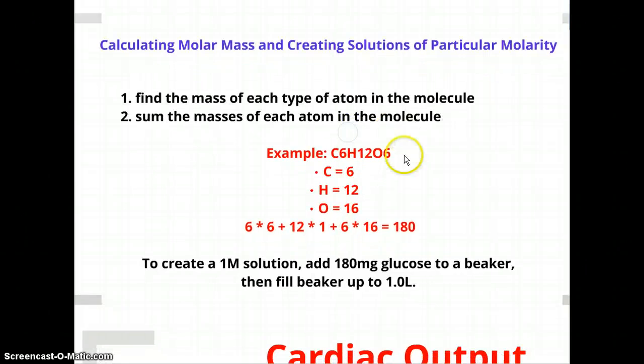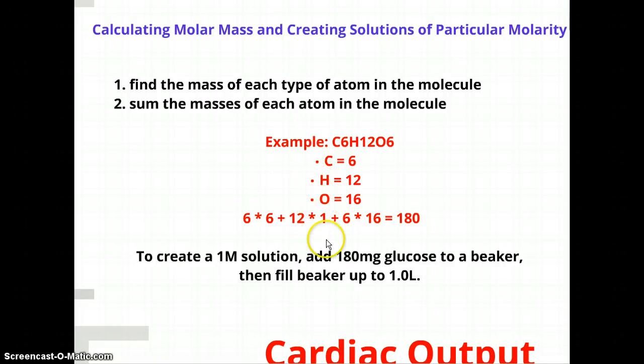And the first thing I'd like to do is take a look at creating solutions of different molarities or different concentrations. If you're asked to create a solution of a certain molarity, the easiest thing to do is find the molar mass of the molecule. So if we take glucose here, you find the mass of individual carbons, hydrogens, and oxygens and multiply them by the number of atoms for each of those particular elements. Combine them, and that will give you the mass for 1 mole of that particular molecule.